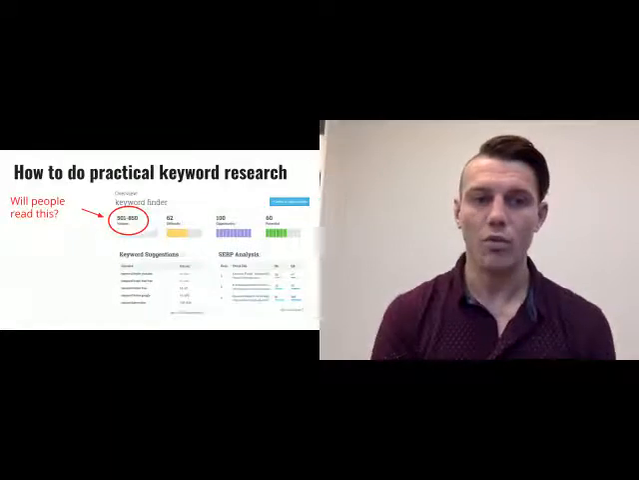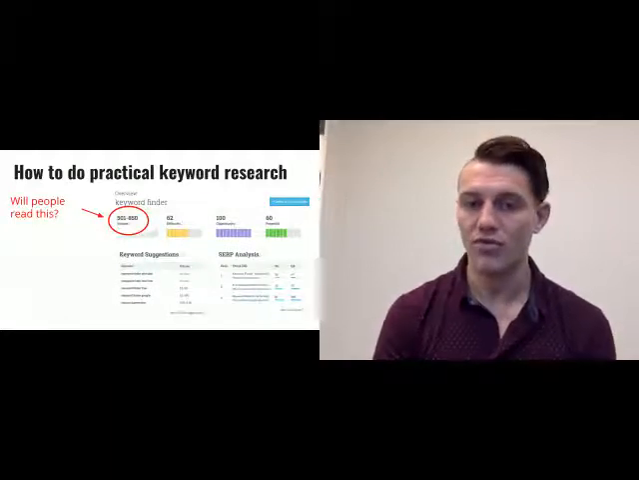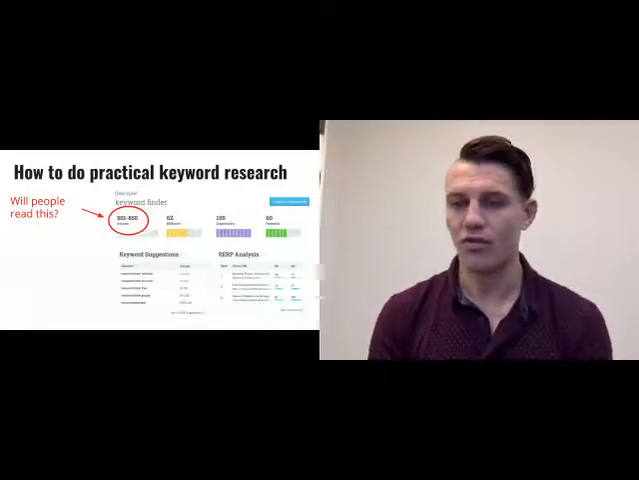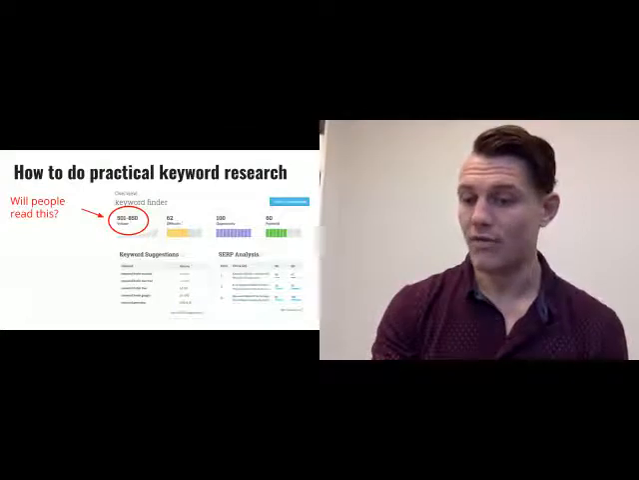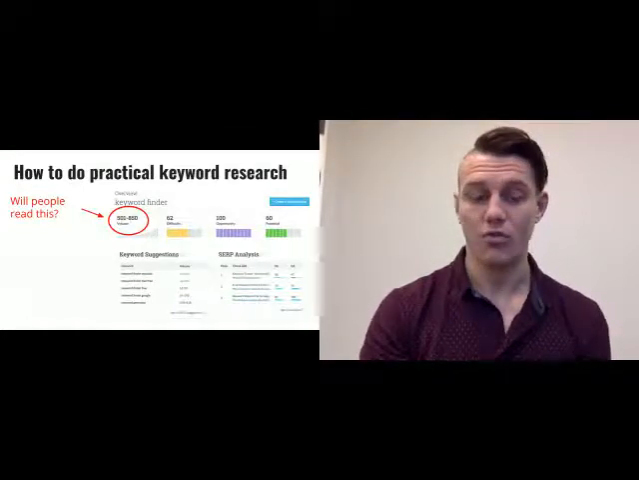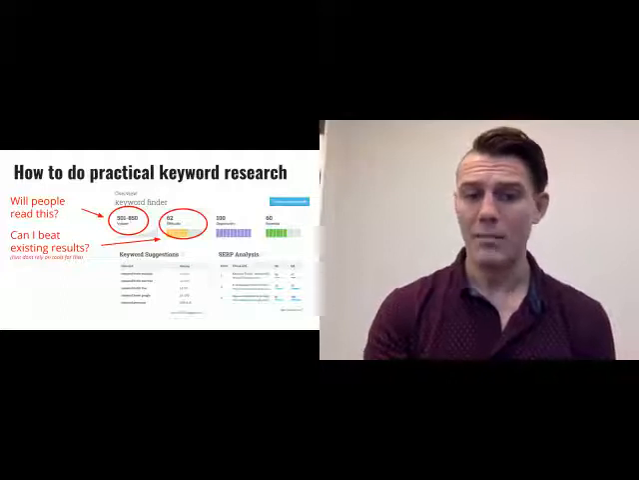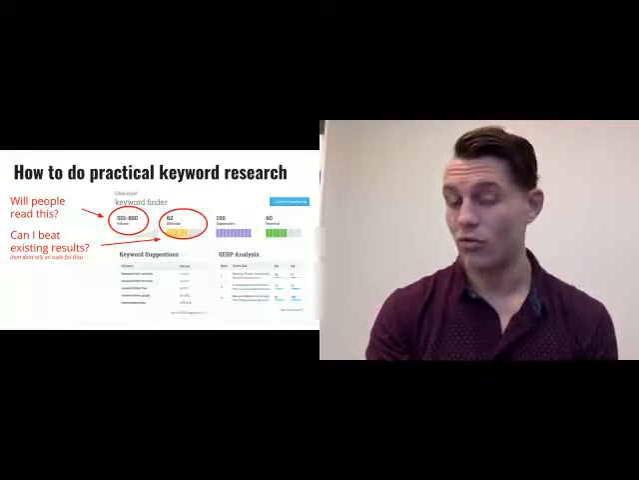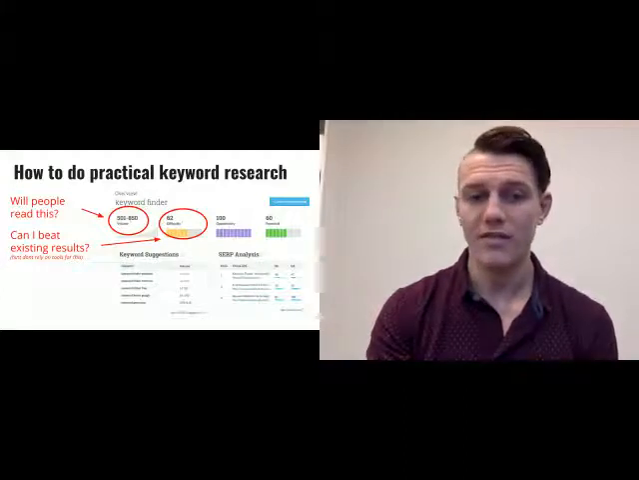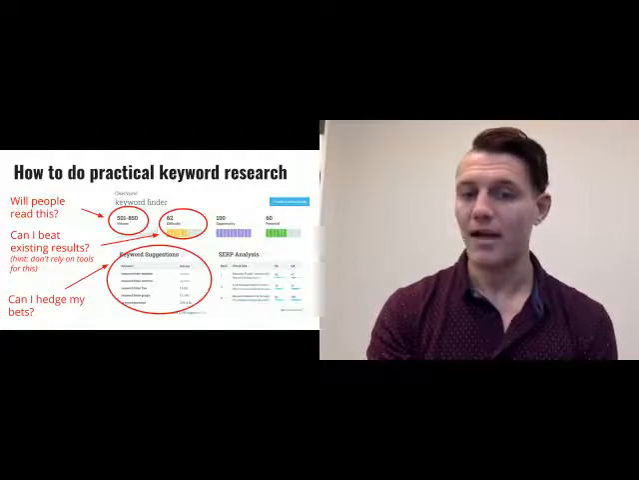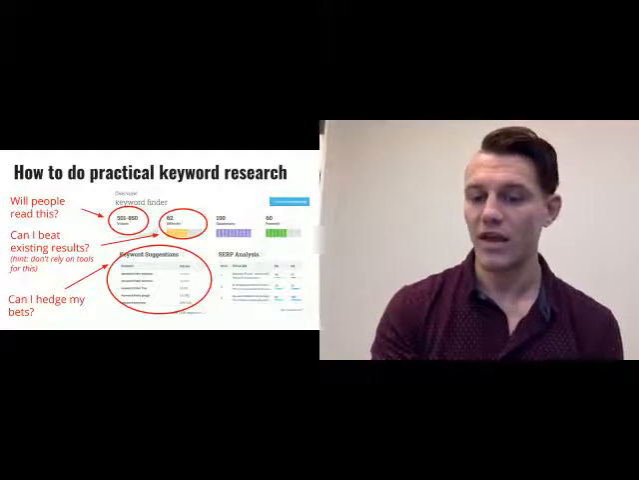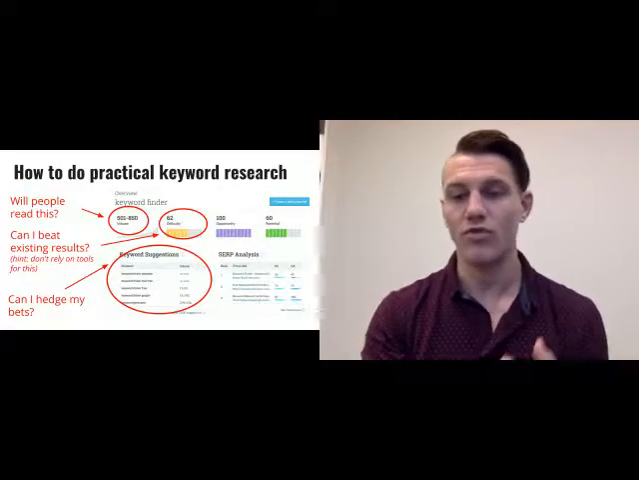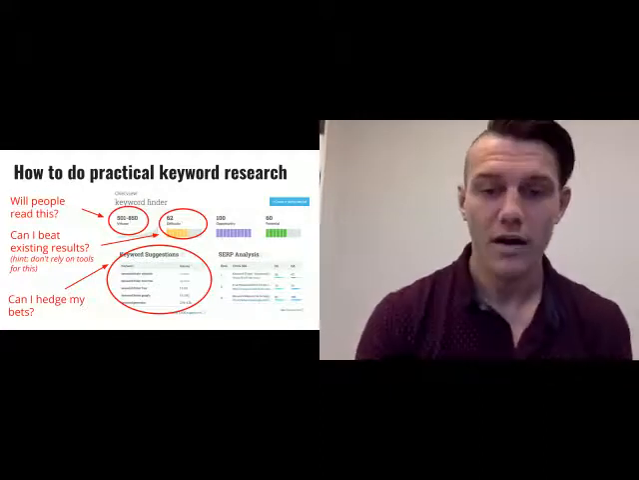So essentially I'm going to show you how to use these tools when you're doing keyword research on the front end to figure out, A, is it worth writing about, and will it produce a volume of organic search that's worth going after. B, can I beat existing results? So hint, don't rely on the scores that the tools give you for this. I'm going to show you how to do your own analysis. And C, can I hedge my bets, and can I make sure that even if I write this and maybe I don't rank #1 for that keyword, I'm still going to get good organic traffic from this post. I'm going to go into a little bit about how that's done in general.